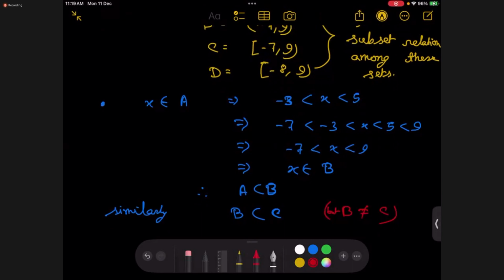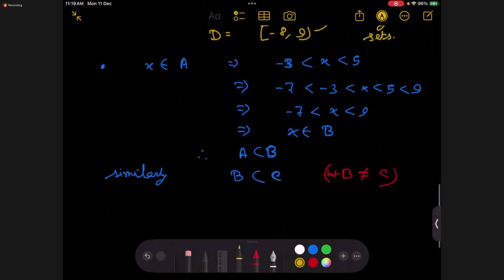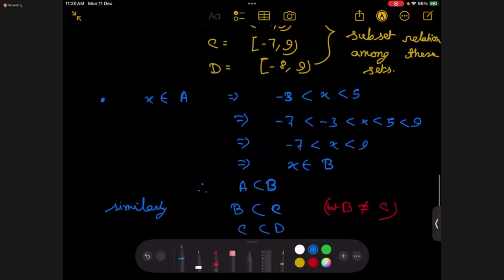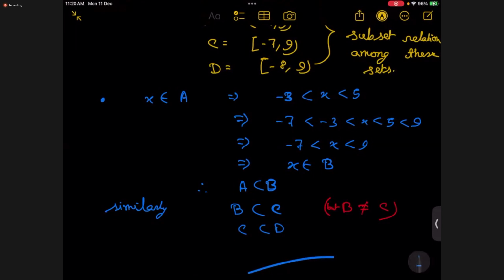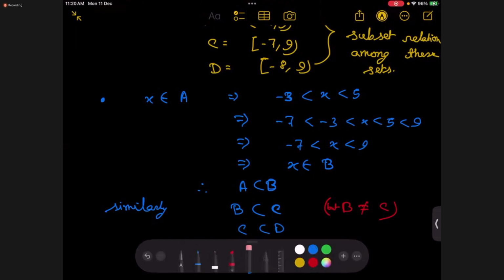Similarly, one can easily check C is a subset of D, which is an easy containment relation, because one can easily check how it comes.